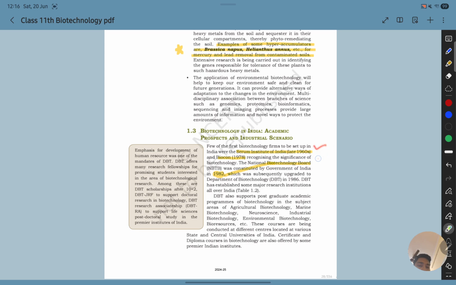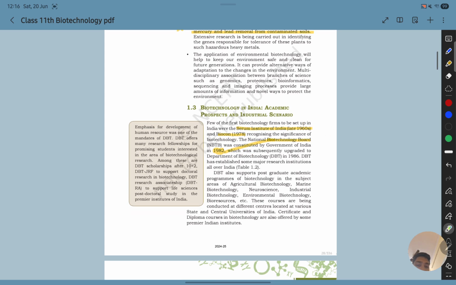These are two facts: the Serum Institute came first, then the National Biotechnology Board was established. The Serum Institute was established in the 1960s and Biocon in 1978. These are the topmost institutes in India which make vaccines for India and all over the world at a very low price.